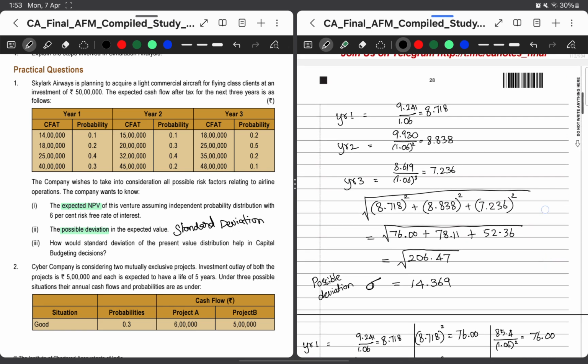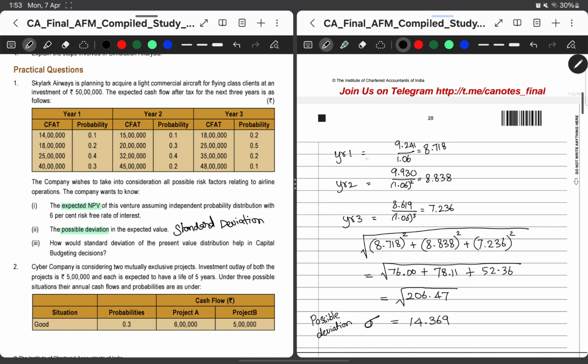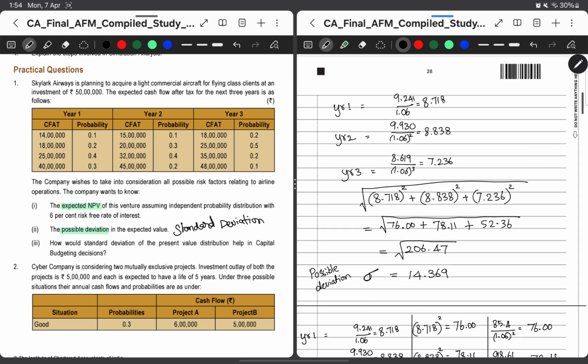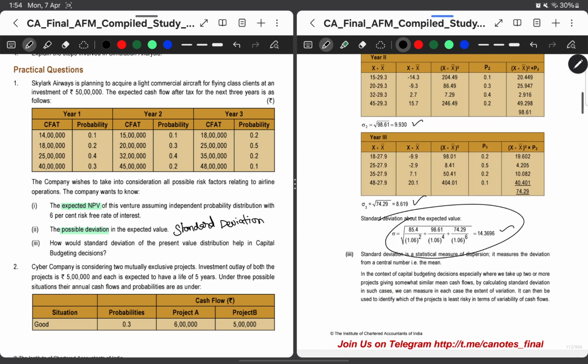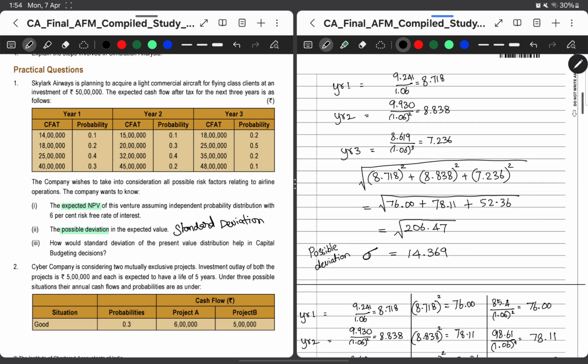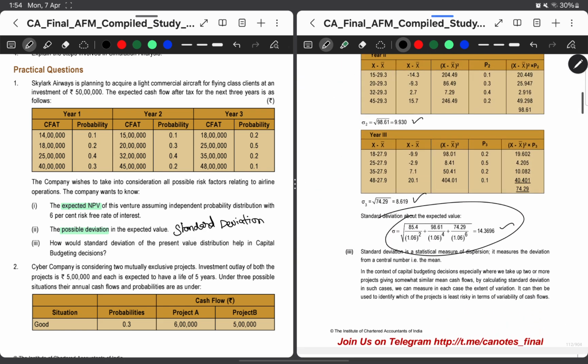We can do it in another way also, wherein for year 1 we can just take the standard deviation and then discount it with the year, and then we'll get the discounted standard deviation. For the 3 years, we have to square each standard deviation, add them up and then take the root. In that case also we'll get the same answer, but we should always go with the ICAI solution, though it's exactly the same answer.